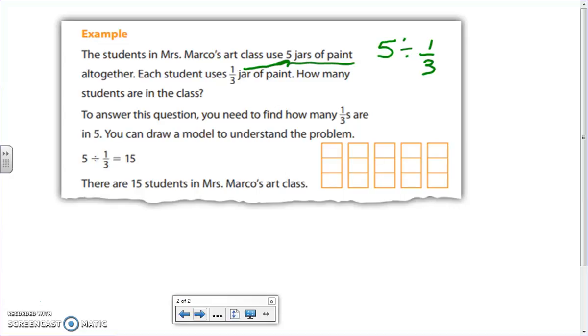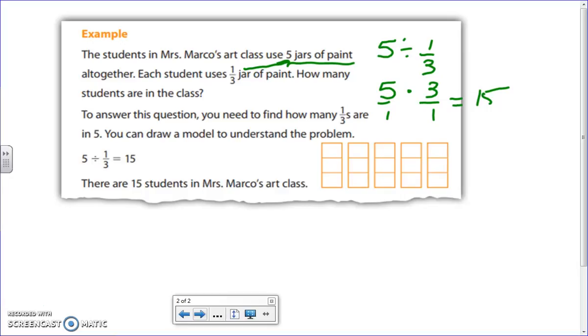We know from the notes coming to class today that that is the same as 5 being multiplied by 3, or 5 over 1 times 3 over 1, which is 15. So there must be 15 students in Mrs. Marco's art class. Each of those 15 students used 1/3 jar of paint. They would have used 5 jars of paint altogether.